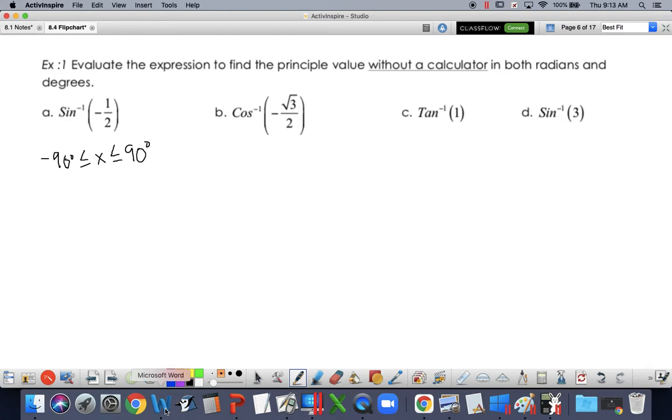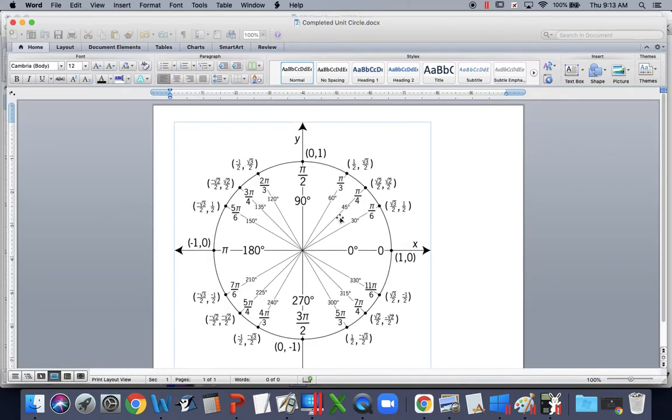So let's look at our unit circle. Right here, I'm going to look at sine, and I'm going to look in these two quadrants here, and I want to see, okay, what angle has a sine of -1/2? Well, it's down here, right? Unfortunately, though, it's 330 degrees on my unit circle. 330 degrees is not between -90 and +90. So I need to convert 330 degrees to a number between -90 and +90.